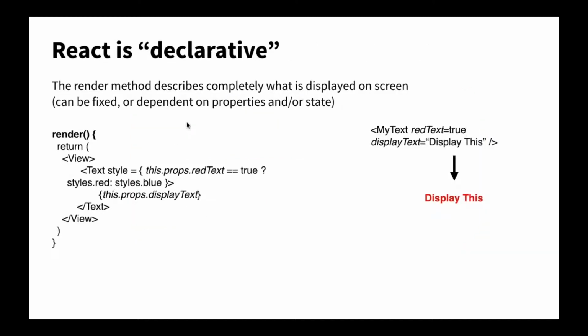Okay, so React is what's called declarative, meaning that there is a single render method, and within that render method, you will see exactly what's displayed on screen at any point in time. The render method is completely the single point for what is displayed on screen. Now, this is where you relate to your state properties or your component properties, but everything essentially takes place within the render method.